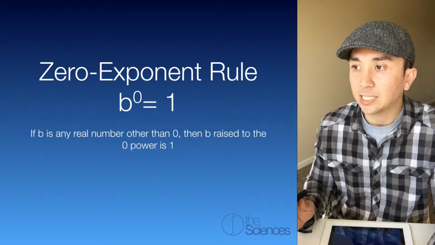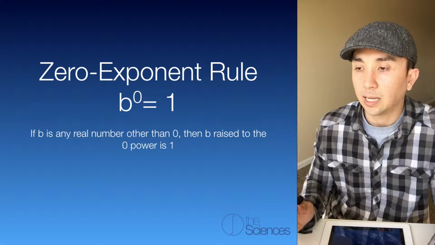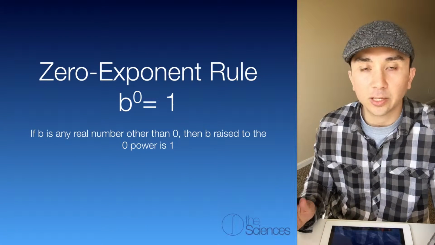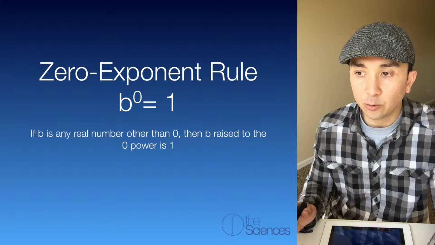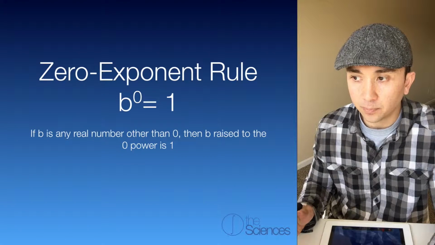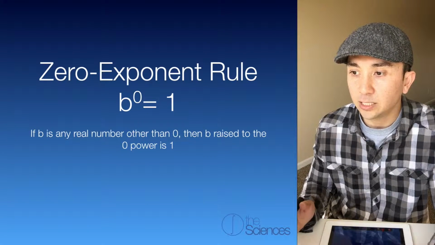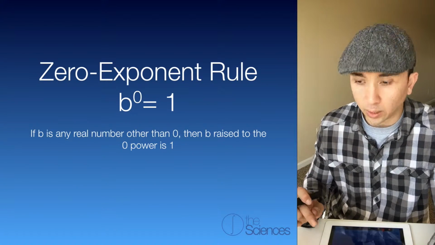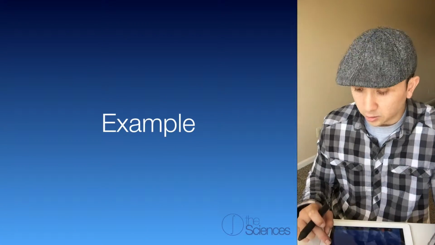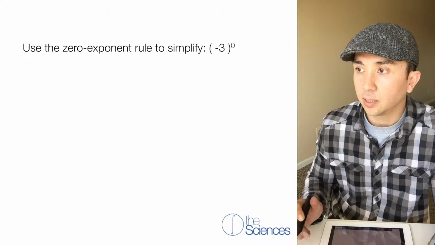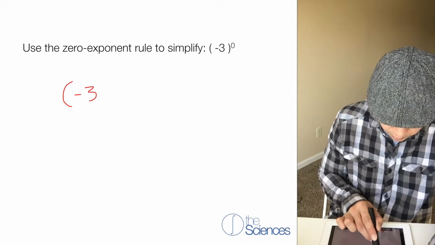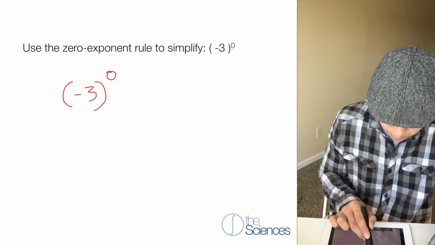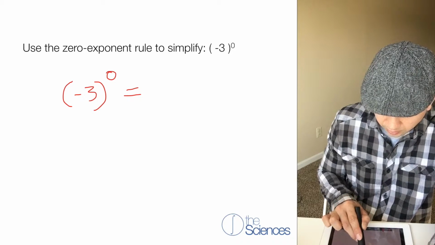So the zero-exponent rule has the form of b to the 0 power equals 1. So if b is any real number other than 0, then b raised to the 0 power is 1. So let's do an example. Here we have negative 3 raised to the 0 power, which is 1.